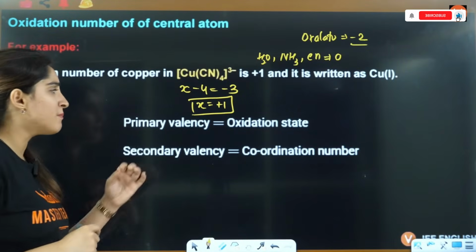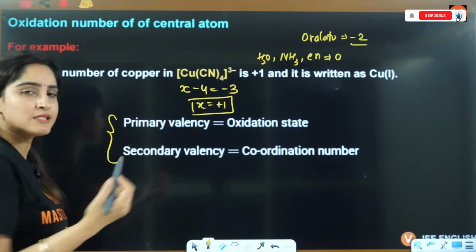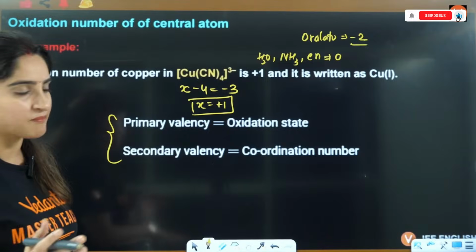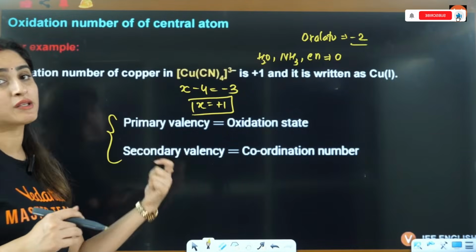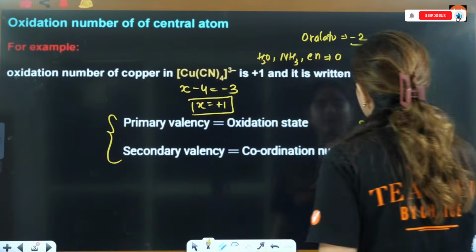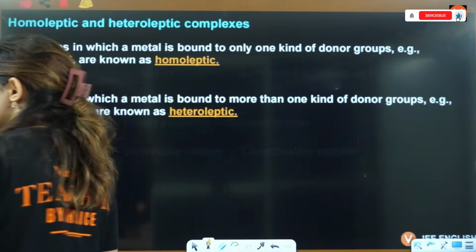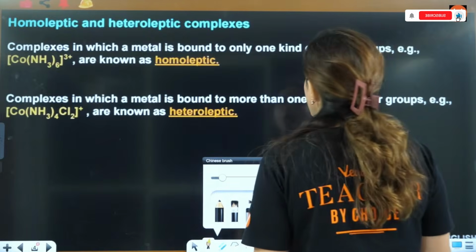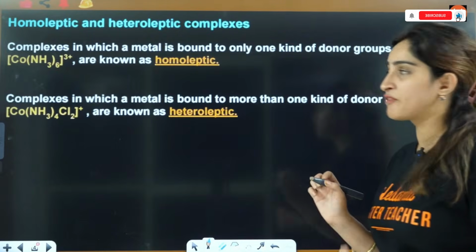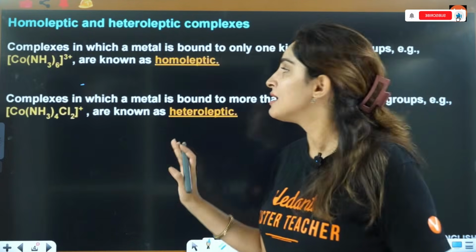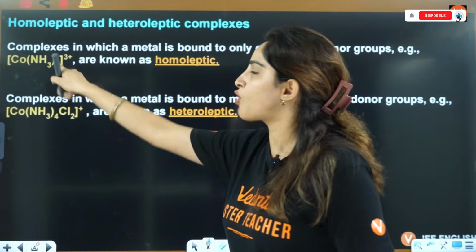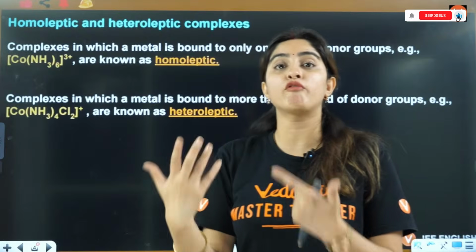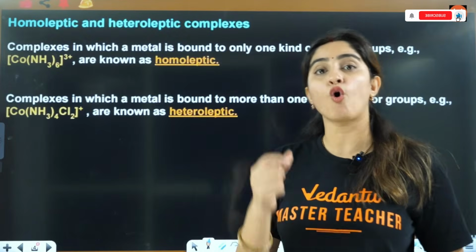Remember, they can ask you oxidation state or primary valency, that is the same thing. They can ask you secondary valency or coordination number, that is the same thing. Now let's talk about homoleptic and heteroleptic ligands. The complexes which have all the ligands the same, for example all ammonia ligands, are called homoleptic. The one which has more than one type of ligand is called heteroleptic.